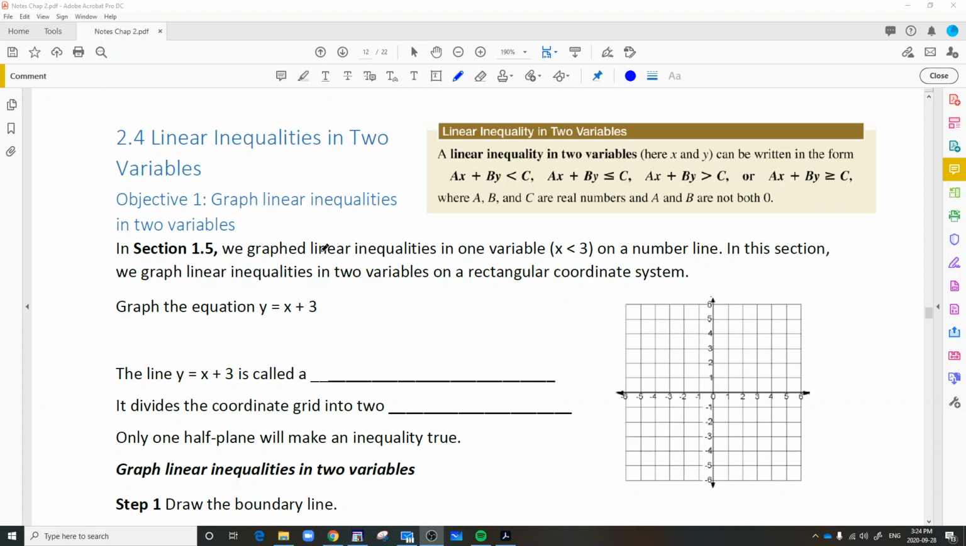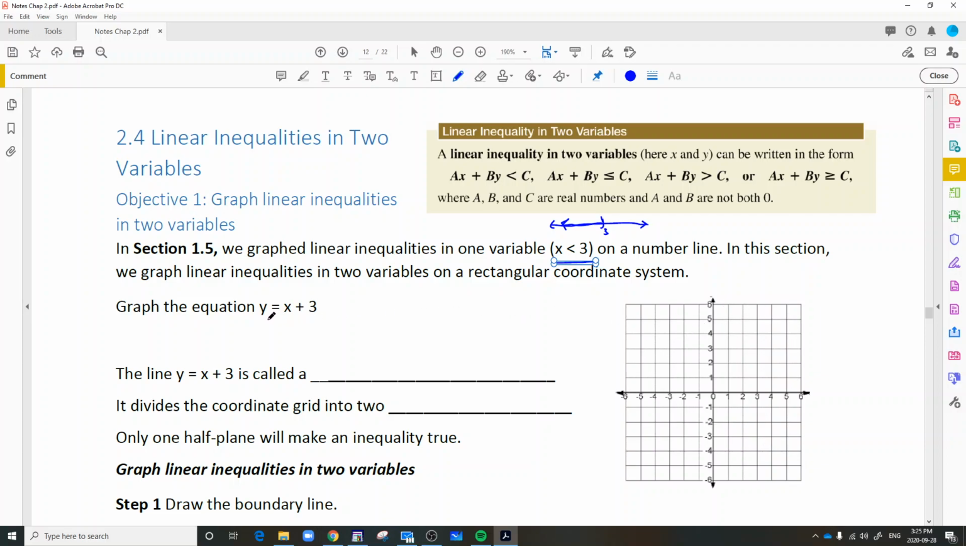So in 1.5, we graph solutions like this. And when you graphed x is less than 3, you only needed the x-axis. And then you'd put on your 3, and you'd say that the solutions are anything less than 3. And they were only in one variable. Now what we need to do is change from one variable into two variables. And so we're going to move into this Cartesian plane, or the rectangular coordinate system.